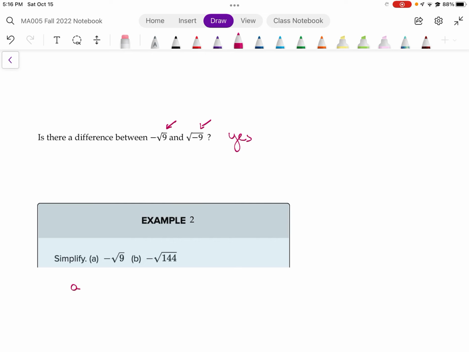A says the negative of the square root of 9. So we're going to do the square root of 9 and take its negative. That means negative 3. B is the negative of the square root of 144. It is not the square root of negative 144. The negative is on the outside. So the negative stays on the outside, and we take the square root of 144, which is 12.